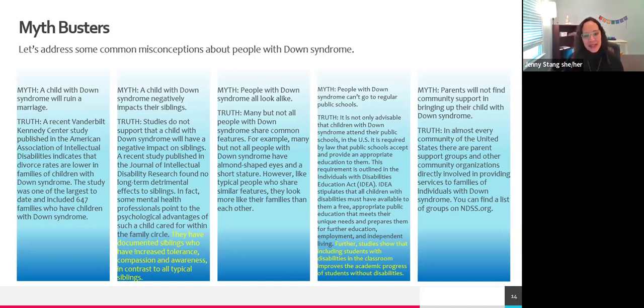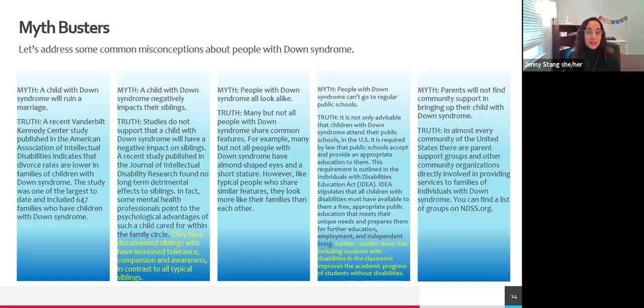Next, a child with Down syndrome negatively impacts their siblings. Well, the truth is, studies do not support that a child with Down syndrome will have a negative impact on siblings. A recent study published in the Journal of Intellectual Disability Research found no long-term detrimental effects to siblings. In fact, some mental health professionals point to the psychological advantages of having such a child in the care within the family circle. They've documented siblings who have increased tolerance, compassion, and awareness in contrast to all typical siblings.